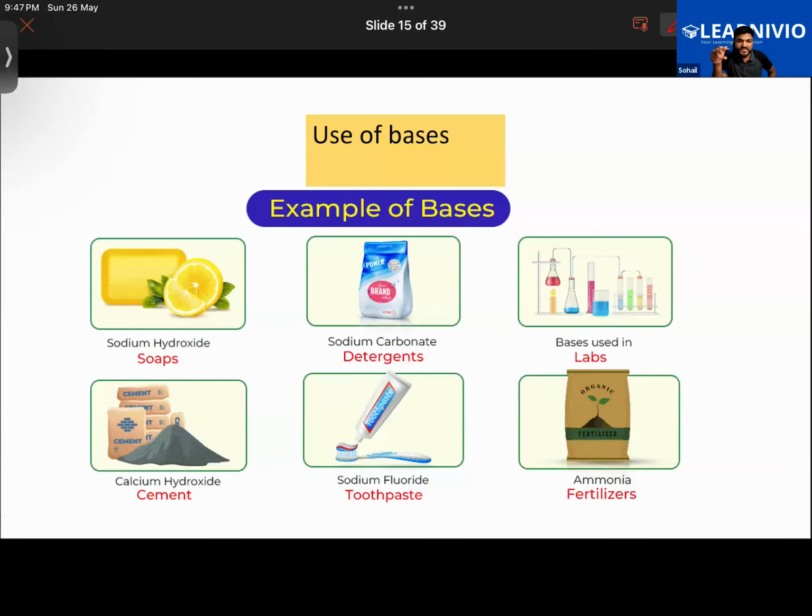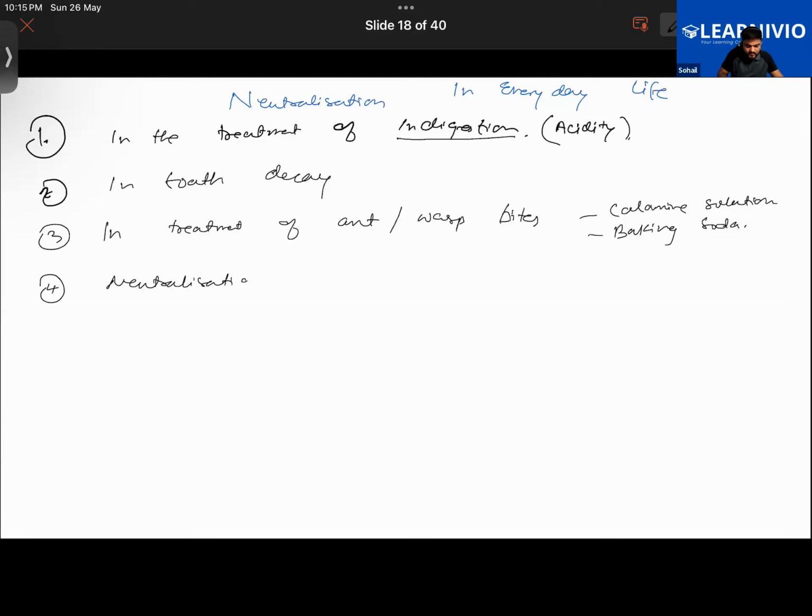Sir, further, acidity also. Like if you have acidity, then you drink cold water. In case of indigestion, we will count acidity. Okay? Then it is used in neutralization of factory waste.